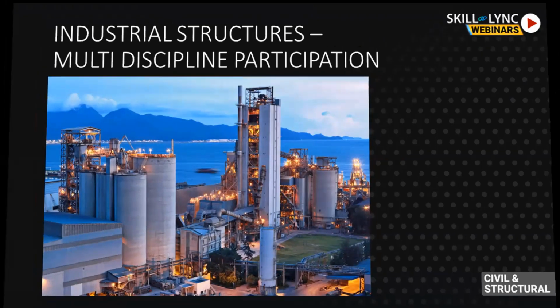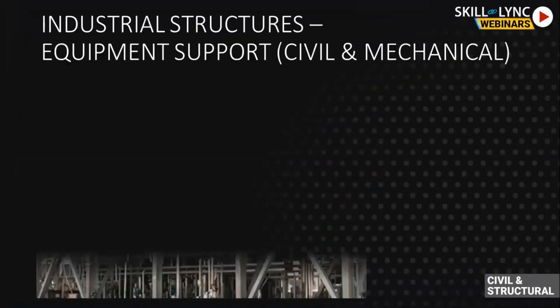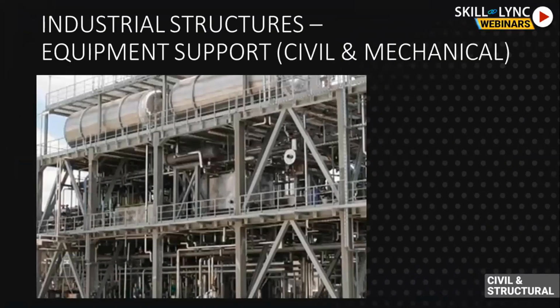Now we will see some examples of an industrial structure, and how all the departments are involved. In this picture, you can see an equipment substructure where some horizontal vessels are placed, horizontal exchangers are there, some pipes are moving, some cables are moving. So there are different things.